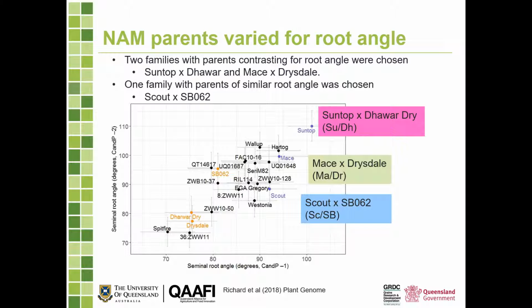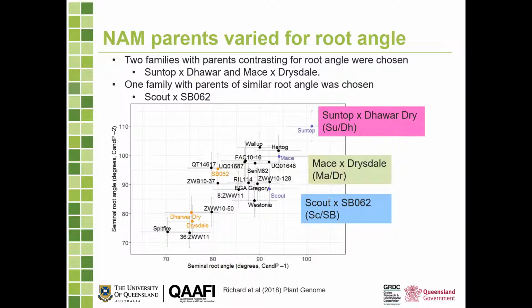So the first thing she did was look at the root angle of the parent plants for the NAM population that I just showed. She did 2 experiments, and this is just the 2 experiments, and you can see that they are correlating well, so the system's working well. But the main interest here is the difference between the parents. So here's the reference parent Suntop for the eastern environment and Mace for the western environment. They've got broad root angle.